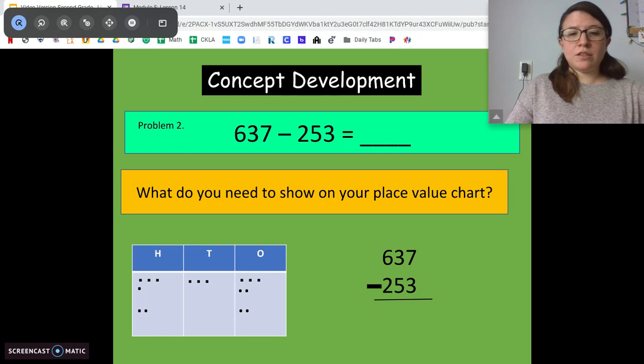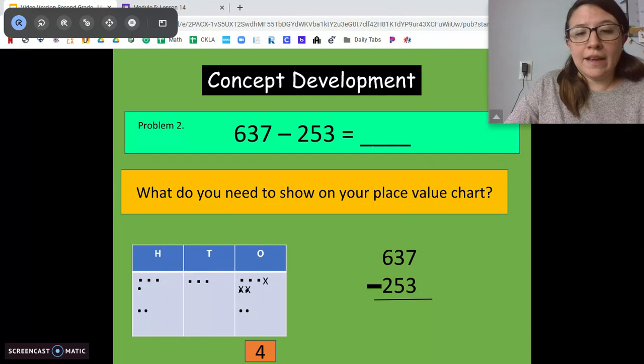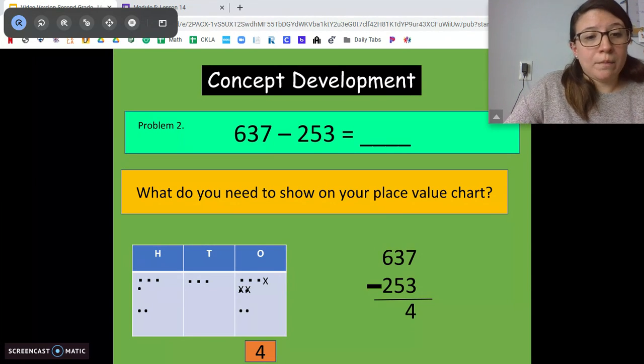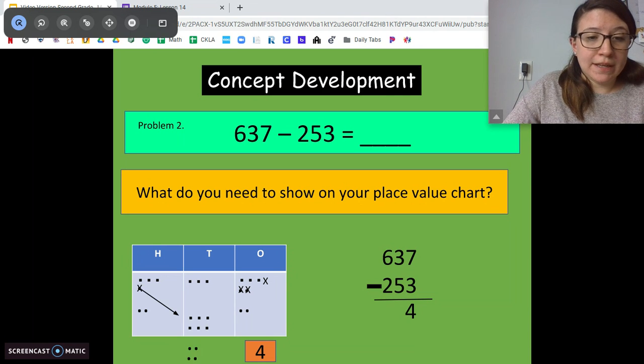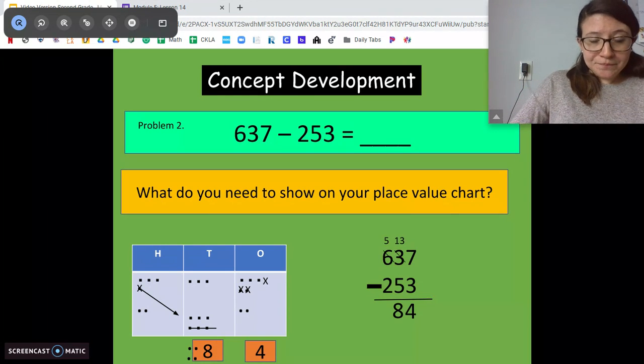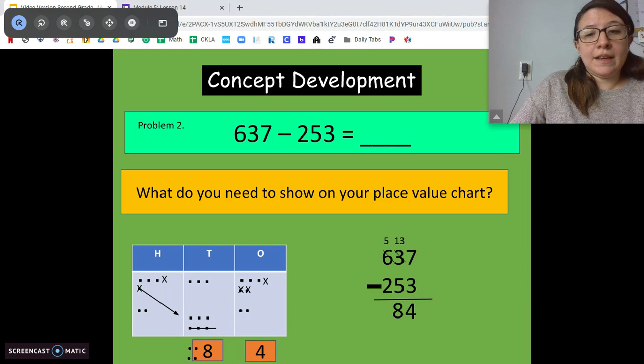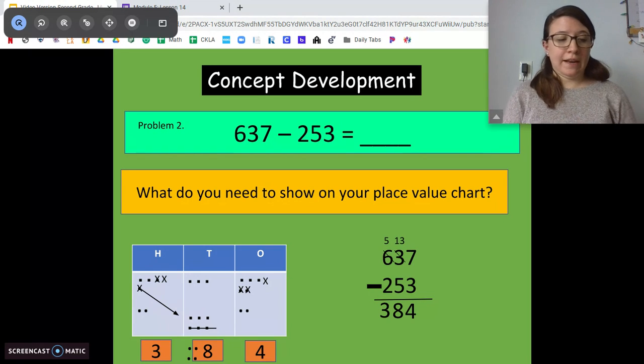All right, here we go. Let's start with our ones. I'm going to take away 3 ones, end up with 4 ones. I don't need to move anything over. Now, my 10s place, I have 3 10s, but I need to take away 5 10s. So I'm going to cross out 100 and move over my 10. Now I have 13 10s and 5 hundreds, and I can subtract my 5 10s, and I get 8 10s left over, and then I could do my hundreds, and I end up with 384.